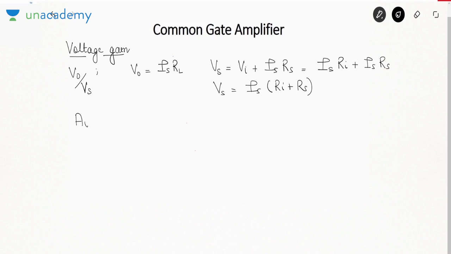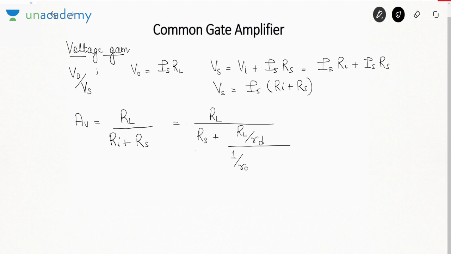So if you want to find the voltage gain, it will be RL over Ri plus Rs. Okay, RL by Rs plus, what was Ri? Ri was 1 by (1 by RD plus Gm plus GmB). Okay, that is your voltage gain AVS, or you can say AV. AVS is basically V0 by Vs.